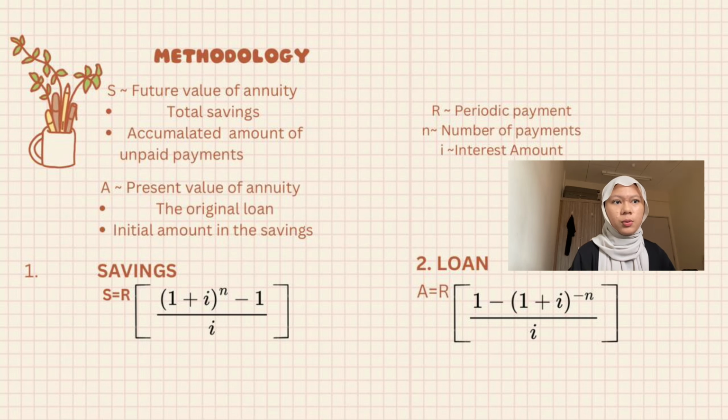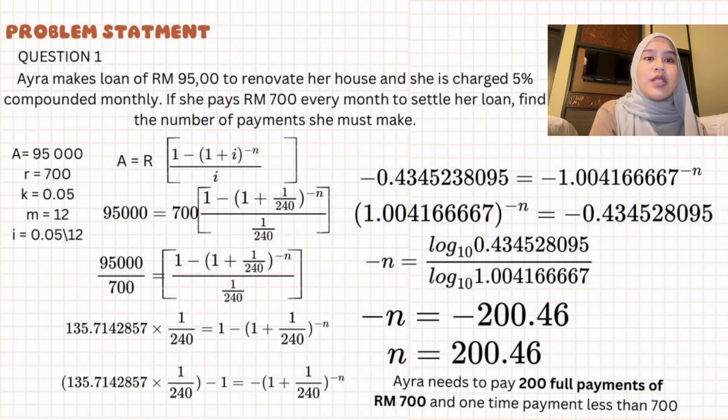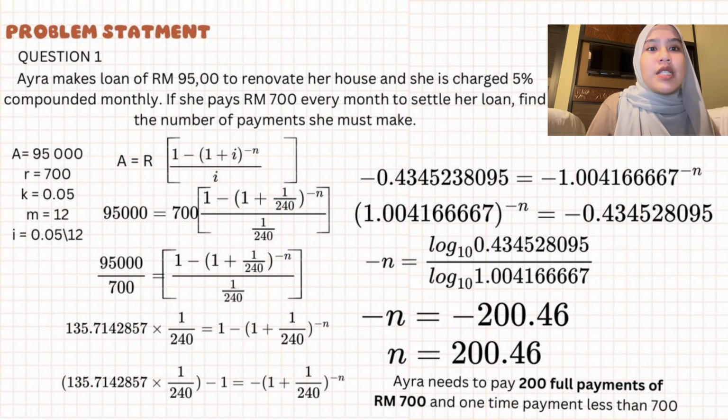In this chapter, we're going to use two formulas, which are savings and loan. Here are the problem statements of annuity. For the first question, Iran makes a loan of 95,000 to renovate her house. She is charged 5% compounded monthly. If she pays 700 every month to settle her loan, find the number of payments she must make. For the A value is 95,000, R value is 700, K is 0.05, M is 12, and I is 0.05 divided by 12. So we will use the loan equation.